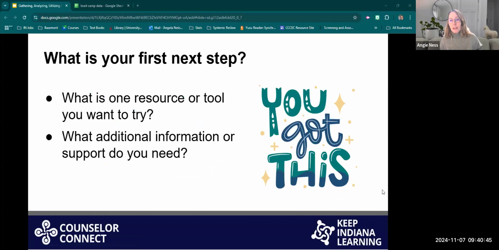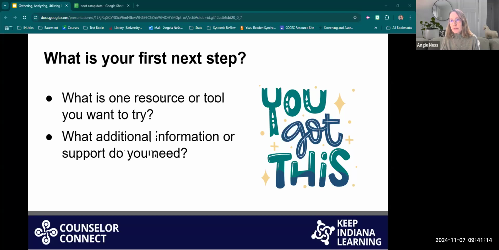So we went through a lot of stuff, shared a lot of resources on those previous slides. I'm just curious, what is a resource or tool that you think you want to try? What additional information or supports do you think you need? And if you want, you can go ahead and go back to some of those previous slides and click into some of those resources.